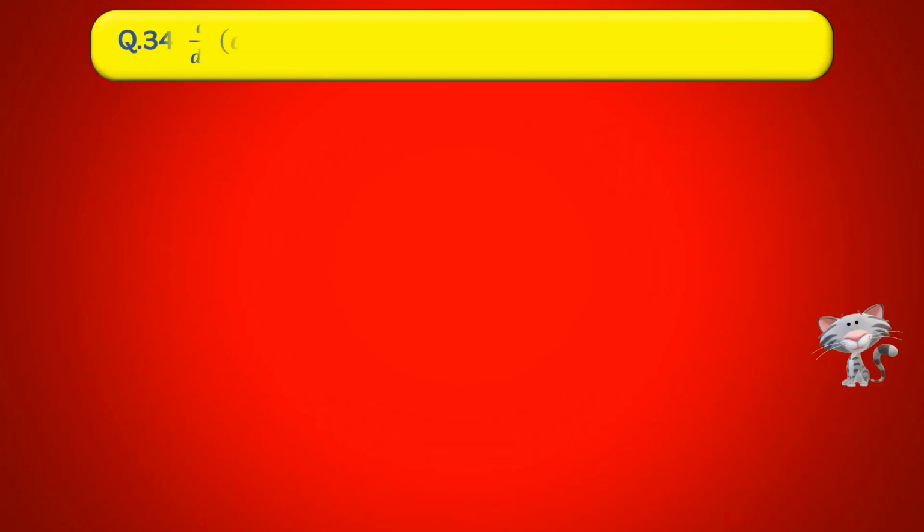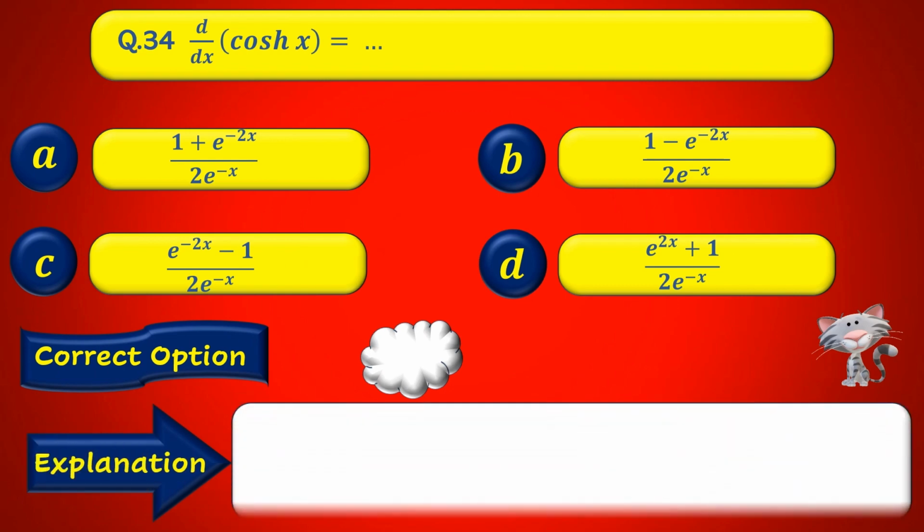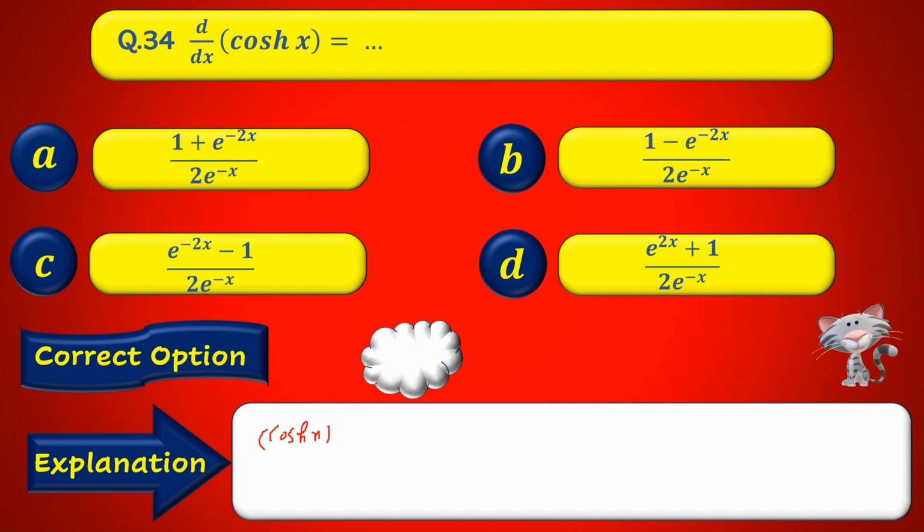Question number 34. d/dx of cosh x is equal to, and the options are, let's check out which one is the correct option. We know that the derivative of hyperbolic cos x is sinh x, which is equal to (e^x − e^(−x))/2. Now, divide the numerator and denominator by e^x. So we get this expression, and e^x will cancel each other.